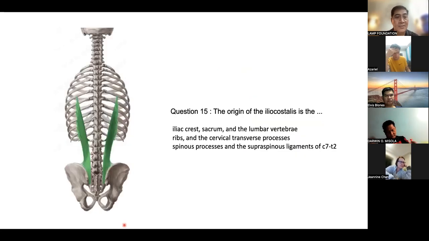Kita mo to? Sa baba. Iliac crest. Okay. Sacrum and the lumbar. Sacrum and lumbar vertebrae. Okay, congratulations po.